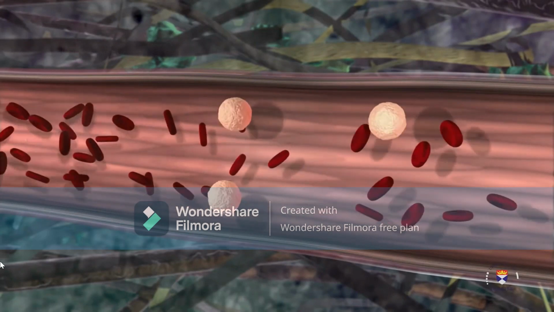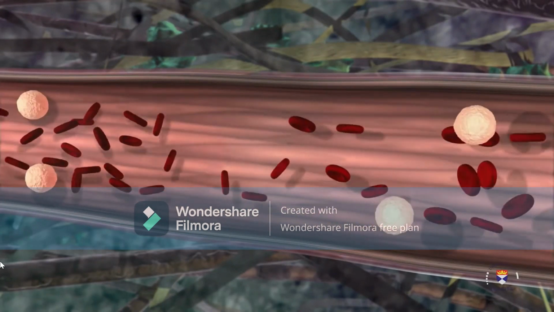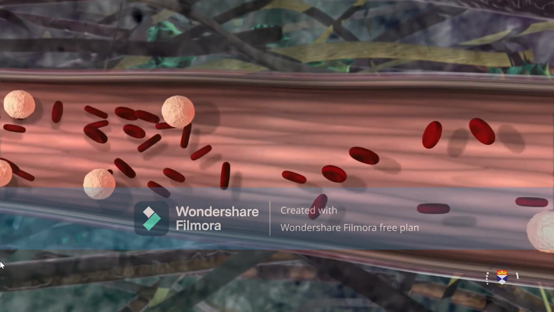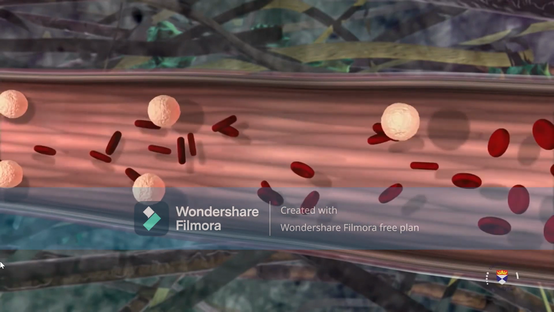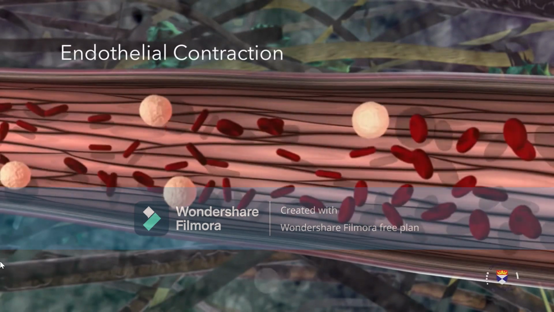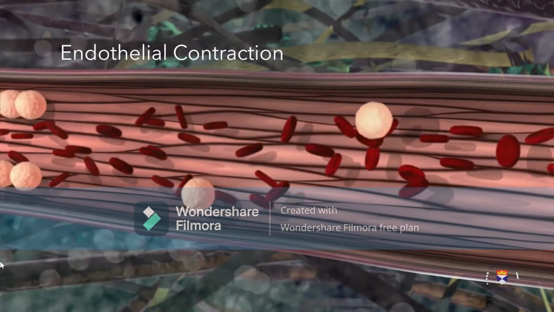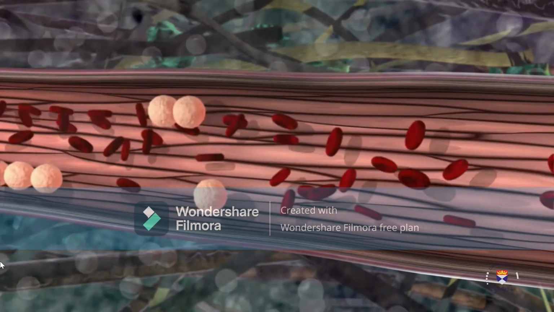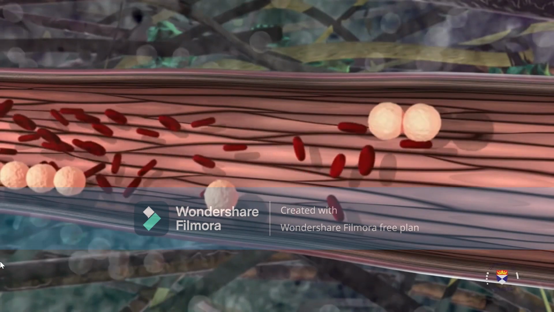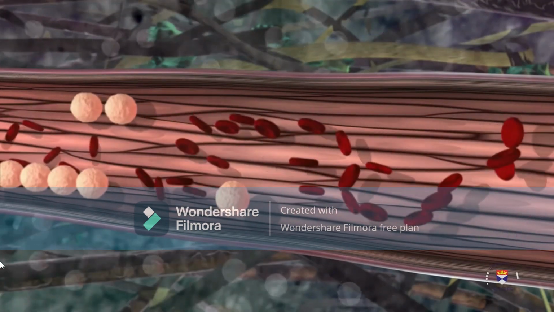Chemical signals released from the site of injury cause changes to the endothelial wall of the vessel. The endothelial cells contract, allowing fluid into the surrounding tissues through the gaps in the cells, and resulting in one of the clinical signs of inflammation, swelling, or edema.